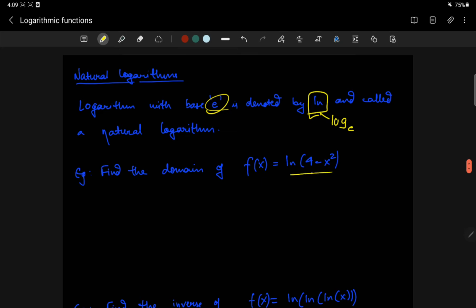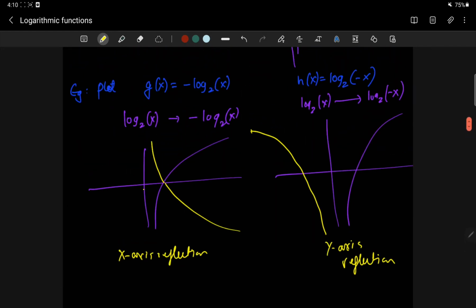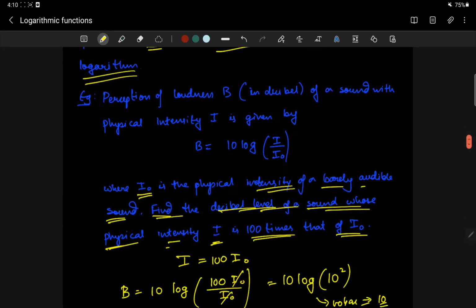Find the domain of this function. Okay, so we haven't talked about domain yet, right? So I just wanted to wait for this example. We say that log, right, this is always positive. Well, if you look at the graph up here, you see the domain is always positive.